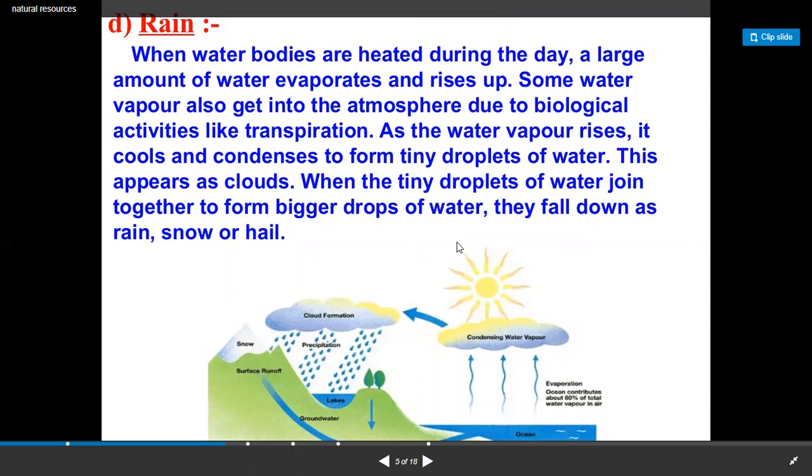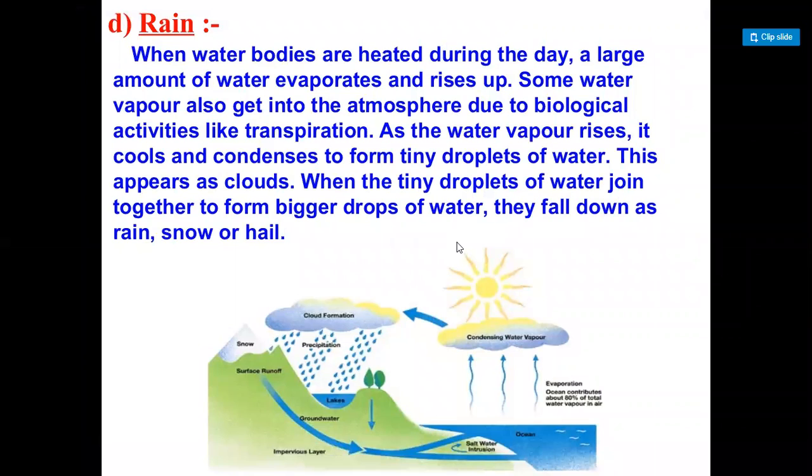Next is rain. When the water bodies are heated during the daytime, a large amount of water vapor rises up and these vapors get converted into clouds by condensation. After cloud formation, precipitation takes place and the water comes down in the form of rain, snow and hail and more, which play an important role in the agriculture field and so on.